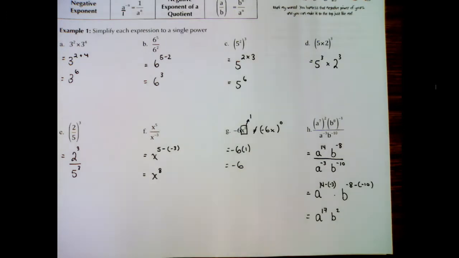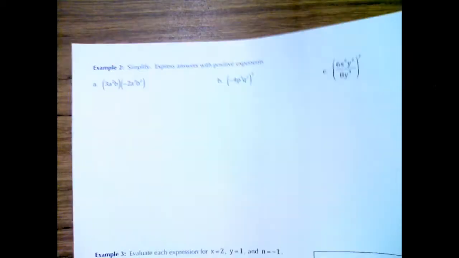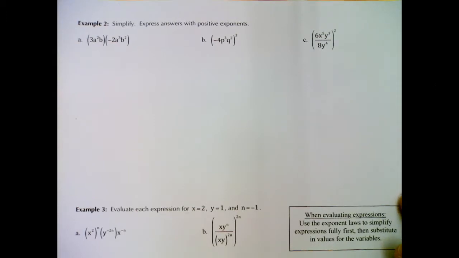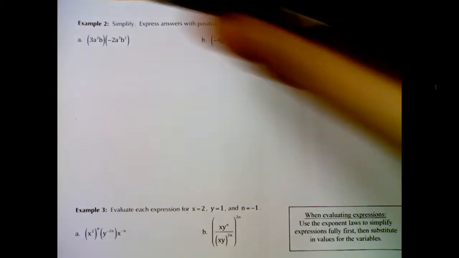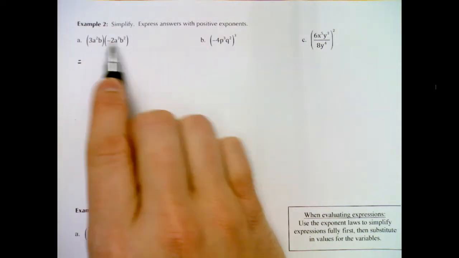All right, let's flip it over and try some more exponent rules. A, B, and C. Simplify, express answers with positive exponents. That's a much better instruction. All right. So what we have here is a bracket times a bracket. So everything in this bracket is multiplying everything in this bracket.